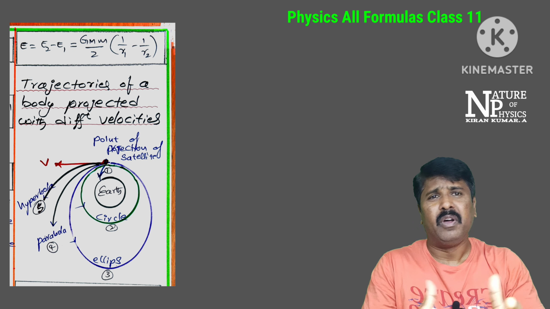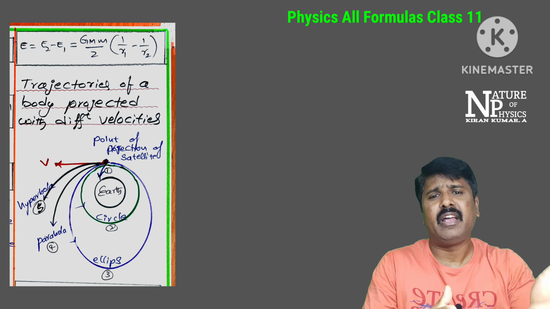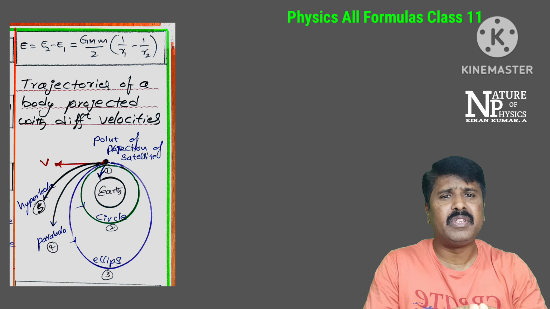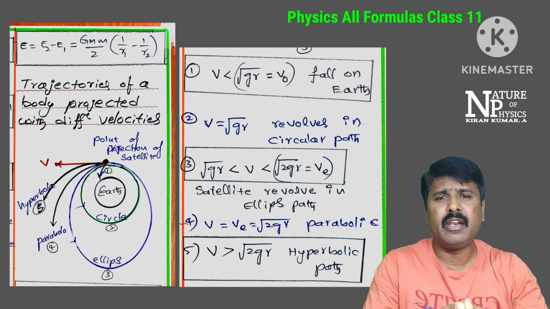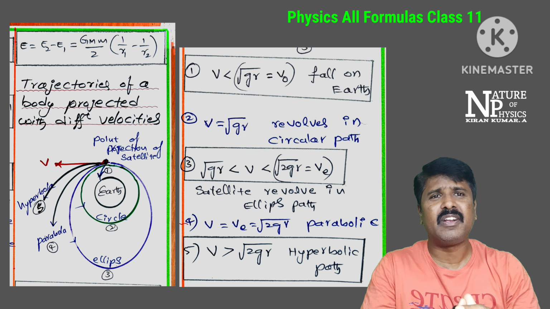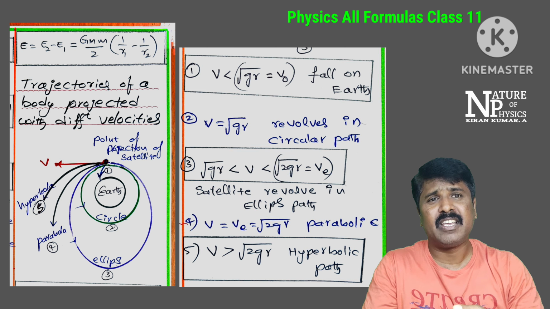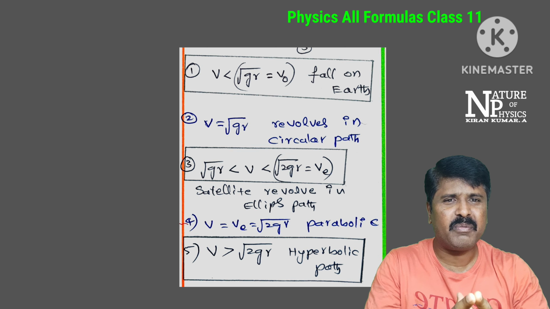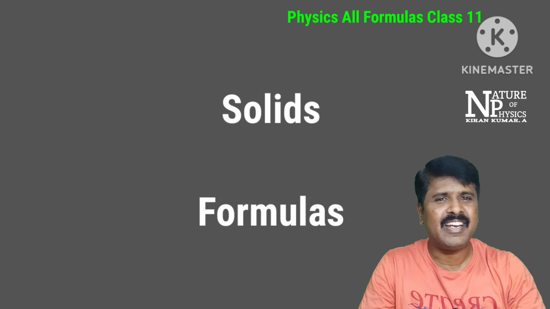And here, a body is falling and a satellite is revolving around the earth in circular shape and also in elliptical shape and also parabola and hyperbola conditions based on the orbital velocity and escape velocity relation. Clear diagram I gave you. Hope you can easily understand this.